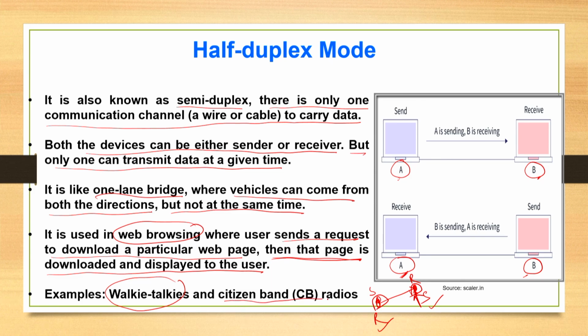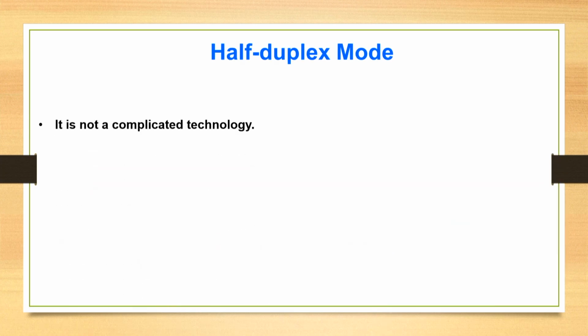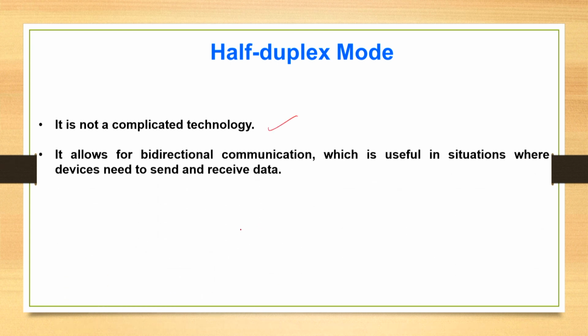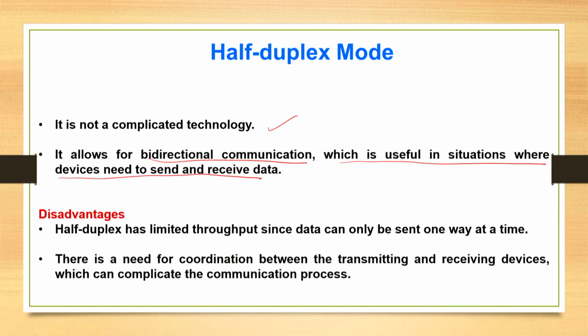Another example is the citizen band radios. So because of that, it is not a complicated technology. It allows for bidirectional communication, which is useful in situations where devices need to send and receive data.